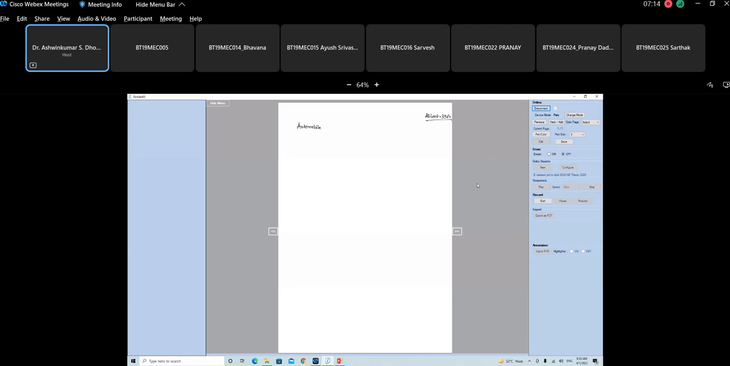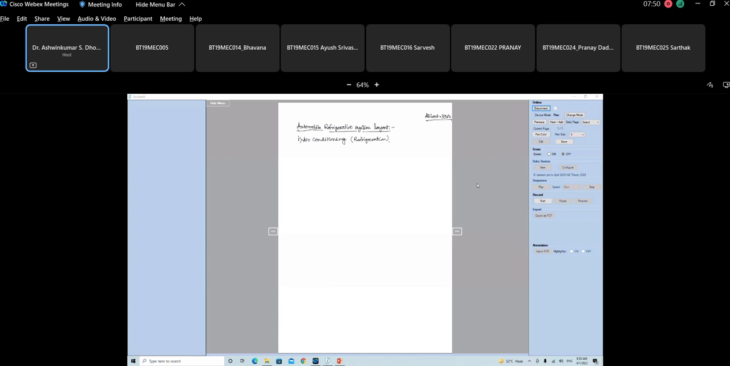Automobile refrigeration cycle. Refrigeration system. Basically, this is the air conditioning system. So the first part is air conditioning. That means refrigeration.